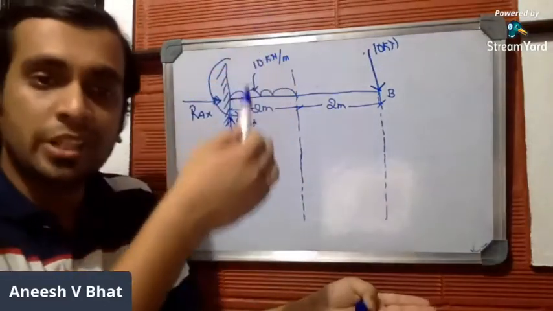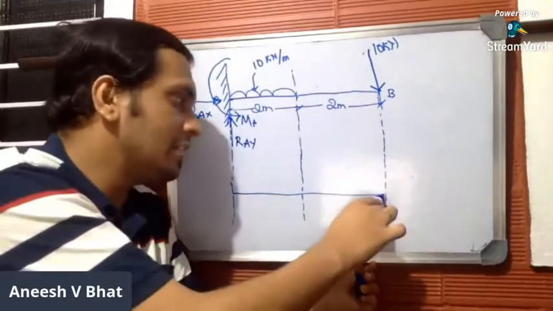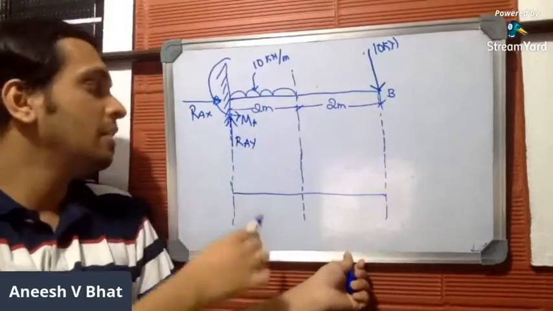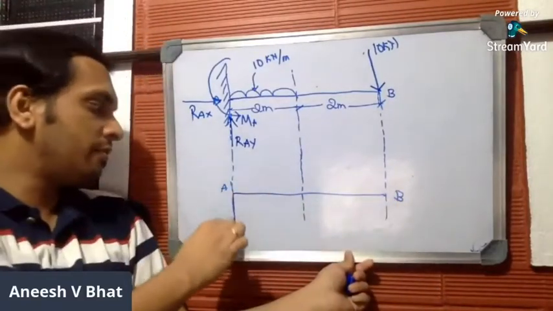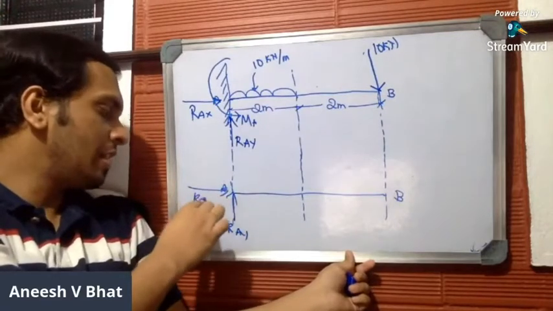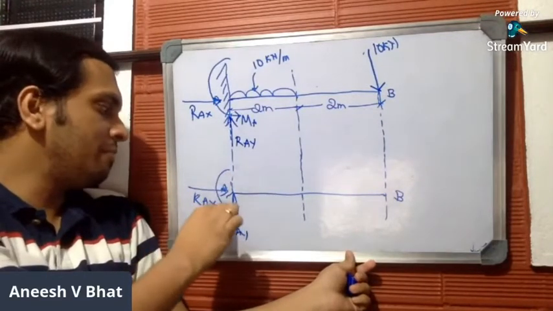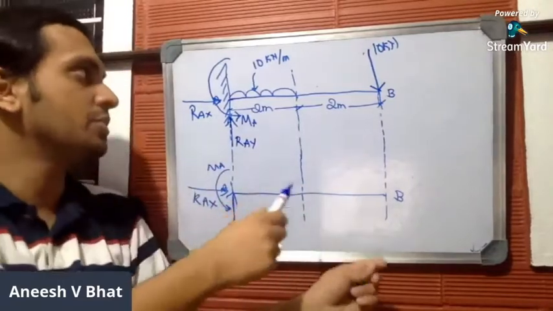Now, step number two is to draw the point load diagram. Let's draw the point load diagram. It's very easy in this case. It's a very small beam. Let me start from A. This is B. So you have RAY, you have RAX, and a moment about A. Keep it as it is. That moment is drawn as it is.